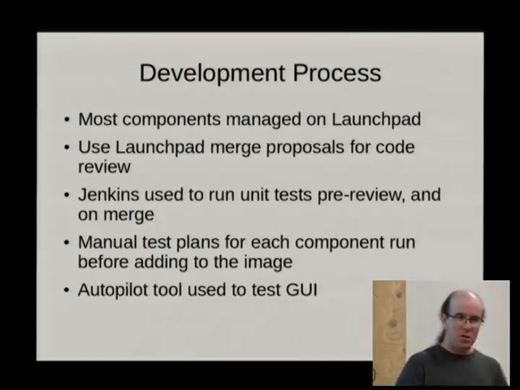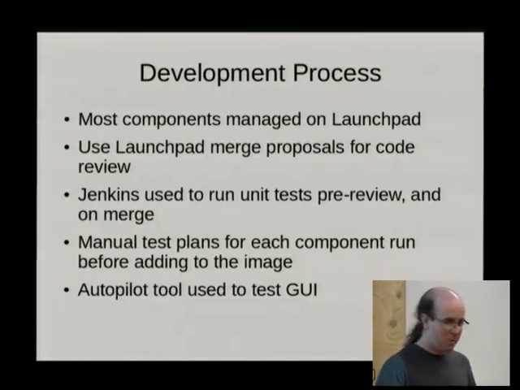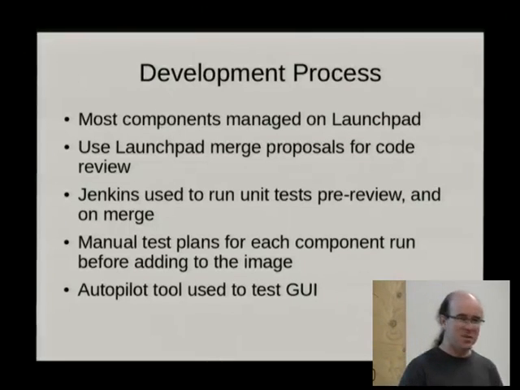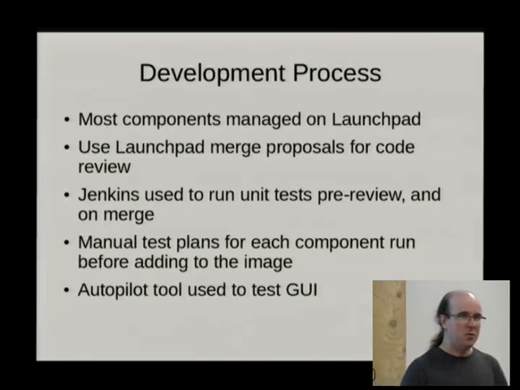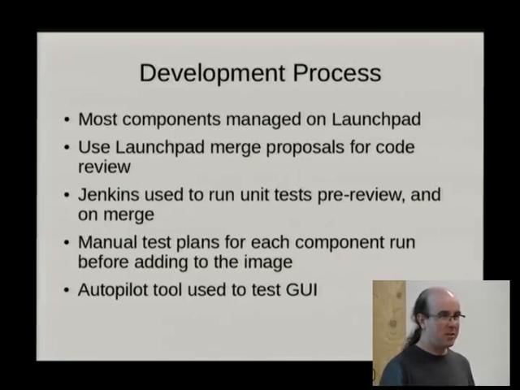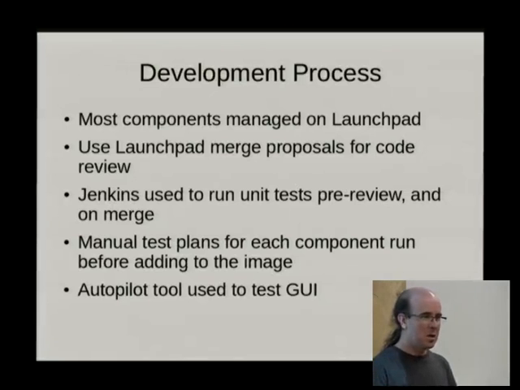So I guess one of the last things I was going to talk about was the development process. Pretty much all of the Ubuntu Touch-specific components, we've got them managed on Launchpad, which is the software development website which Canonical runs. When people are developing stuff, they're running feature branches, which we use the merge proposal system for, which is similar to GitHub's MRs, which you've probably all seen.